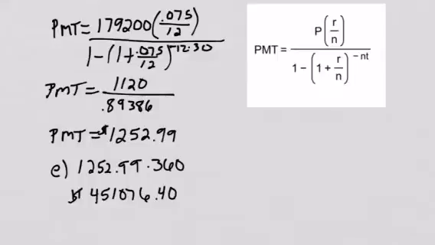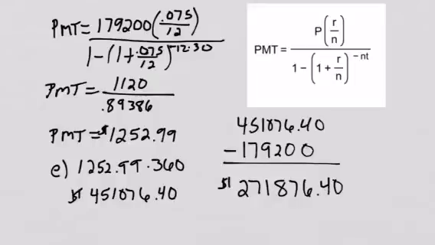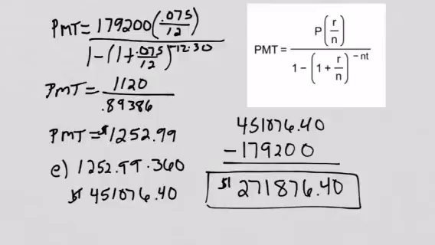Well, remember, we only had a mortgage for $179,200. We wound up paying $451,076.40. So then if we subtract these two, the difference would be the amount of interest we had to pay. And so when we subtract these two, I get $271,876.40. So if you notice, you had to pay a lot more interest than even the amount that you had to mortgage.